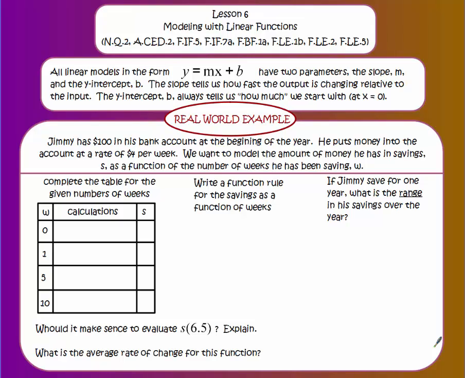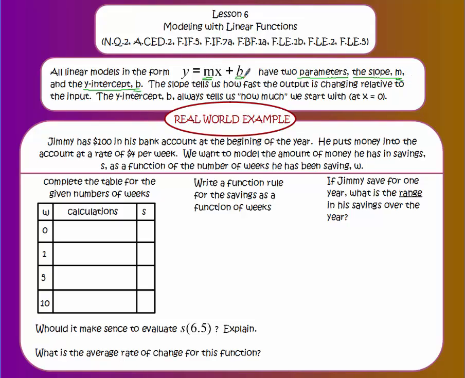Here we go with lesson 6 on modeling with linear functions. Some things to remember here: all linear models in the form y equals mx plus b have what we call two parameters. The first parameter is the slope m, and the second one is the y-intercept, or b. So the parameters are these things, the m and the b.